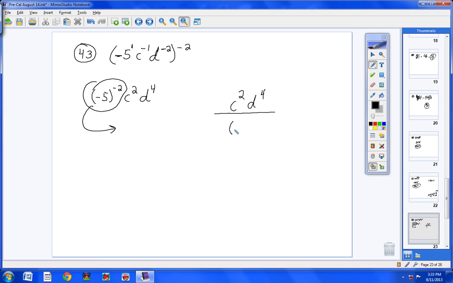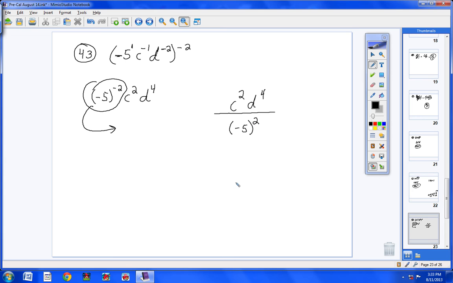Now you know what a lot of students do? They change that negative 5 to a positive 5, and you're not supposed to do that. The only thing that changes when you're moving variables or coefficients from the top to the bottom or the bottom to the top is the exponent, not the base, okay? So we have c squared d to the 4th over negative 5 to the 2nd power.